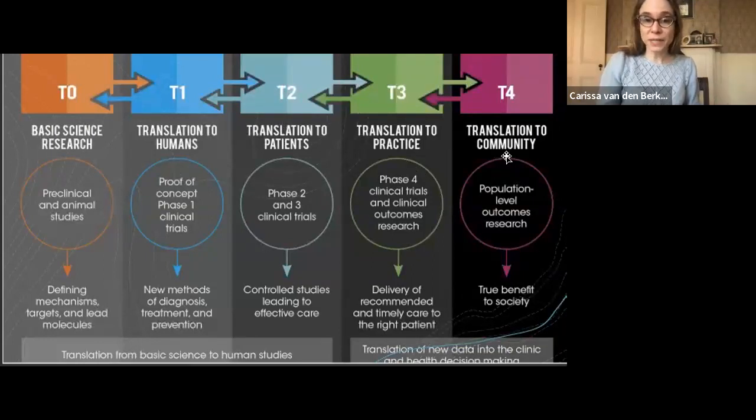This goes further into what we consider to be public health. This is the stage of translation where researchers study health outcomes at a population level to determine the effects of diseases and efforts to prevent, diagnose, and treat diseases.